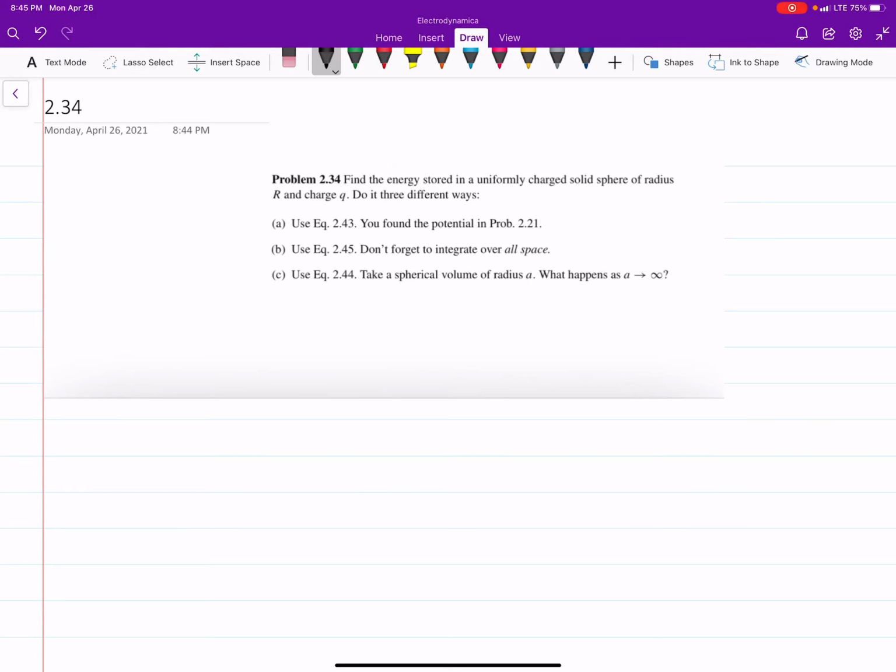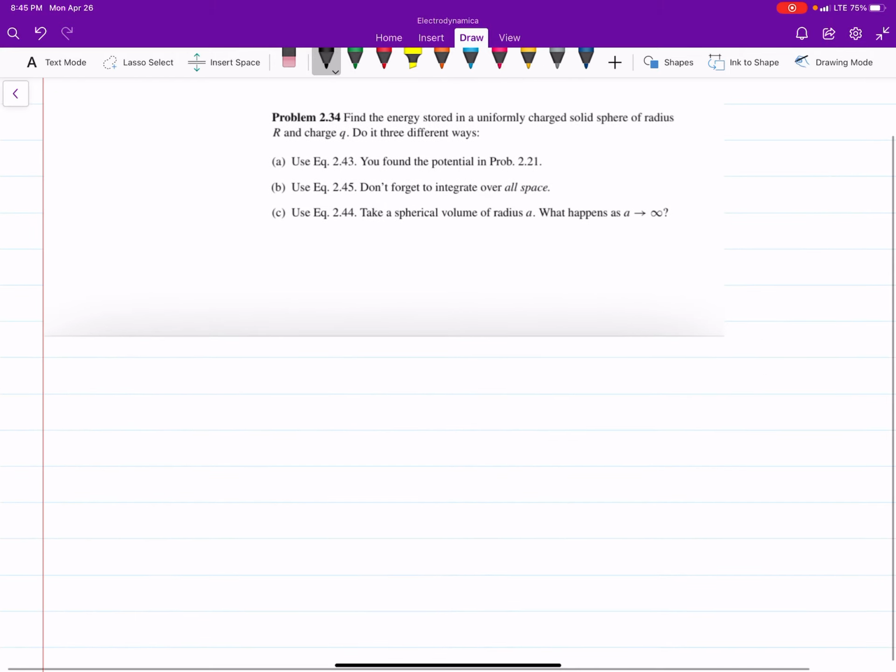Okay, so this is problem 2.34 out of Griffiths, and it wants us to find the energy stored in a uniformly charged solid sphere of radius R and charge Q, and it wants us to do it in 3 different ways. I'm only going to do A and B. C doesn't really seem practical to me because it requires your E field and your potential, so if you have one of those, you can solve it the other ways. So, I'm only going to do A and B.